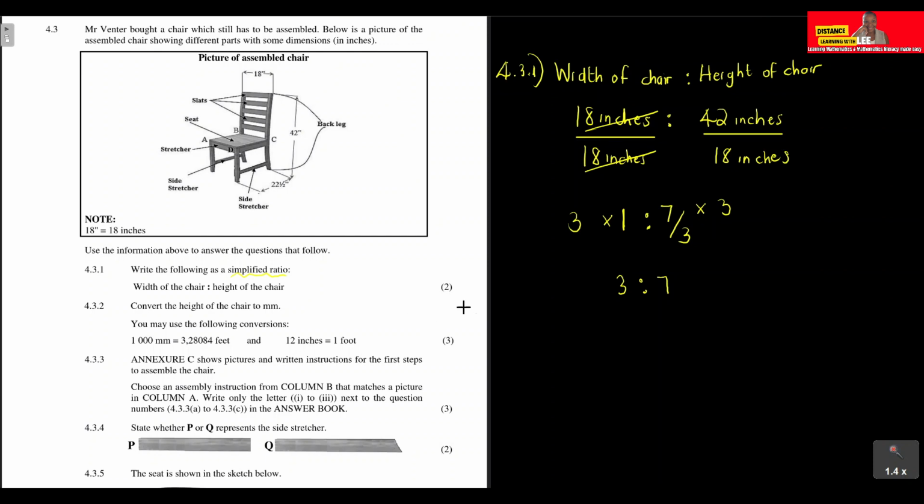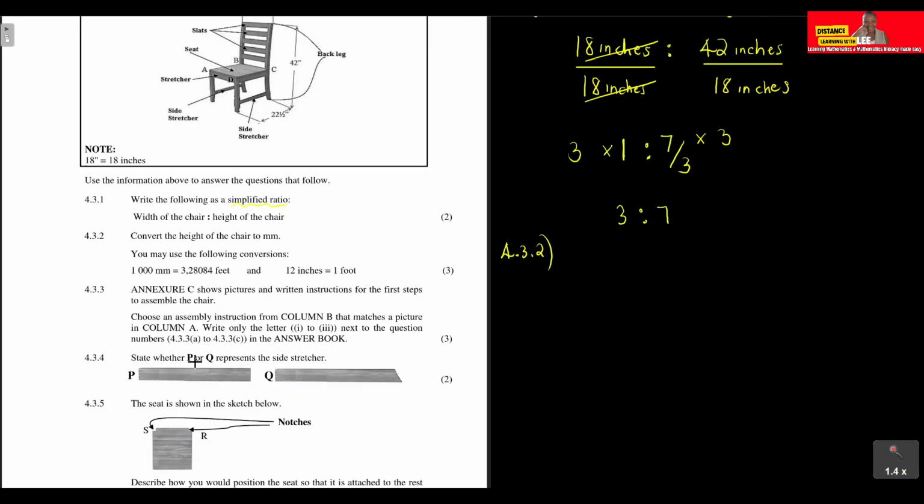All right, let's have a look at question 4.3.2. Convert the height of the chair to millimeters. You may use the following conversions. In this question, we want to convert the height of the chair to millimeters. So how do we do that, guys? We already know the height of the chair.